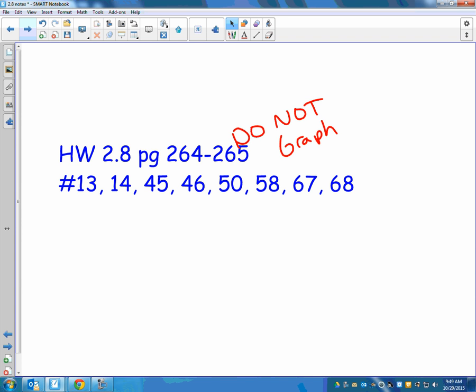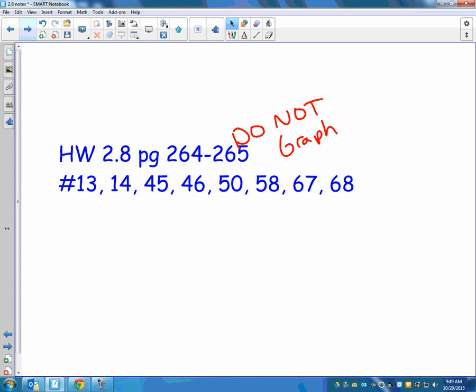So 13 and 14 are the polynomial ones, which means you can either factor them very easily or they're already going to be factored for you. 45, 46, and 50 are like the ones we just did. And then I have a couple, 58 is like a story problem, and then I'm guessing, oh yeah, 67 and 68 is multiple choice. So not that bad there.